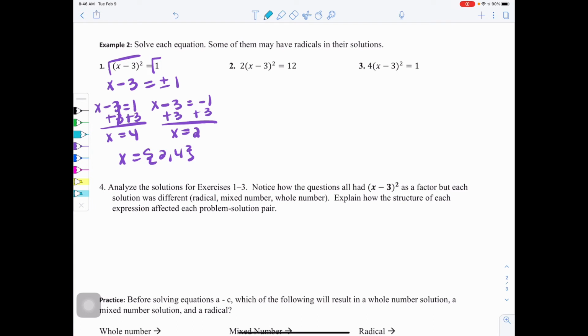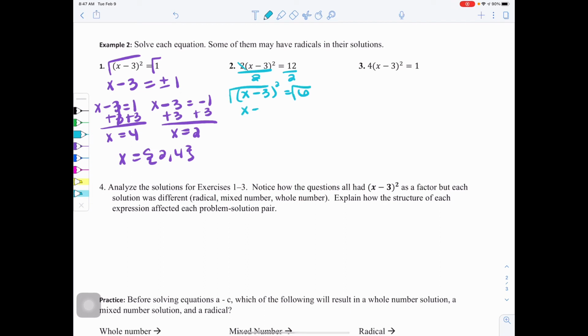In number 2, the x minus 3 squared is not isolated, so I have to do that first. I need to get rid of that 2 by dividing both sides by 2. So I get x minus 3 squared equals 6. So now I'm going to take the square root of both sides.